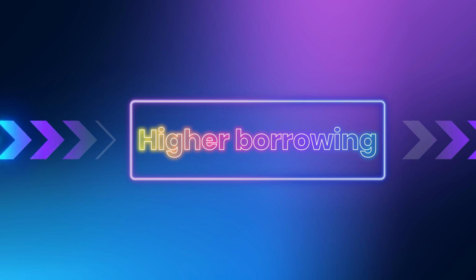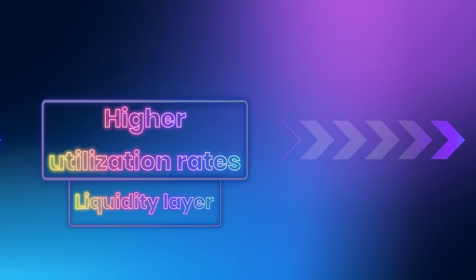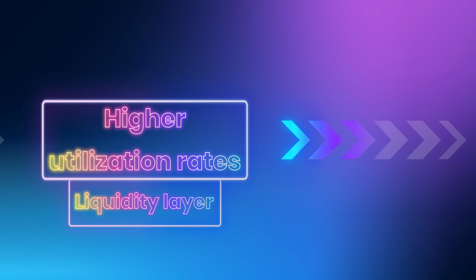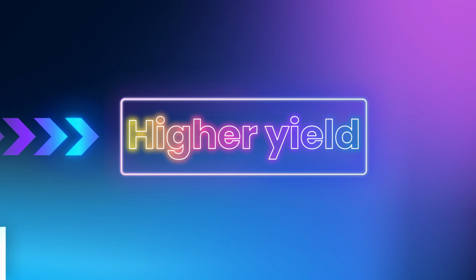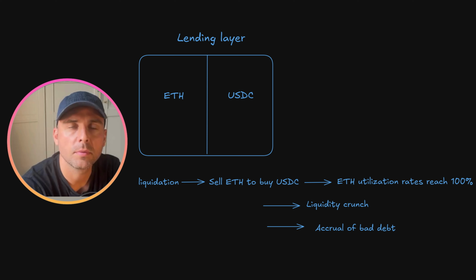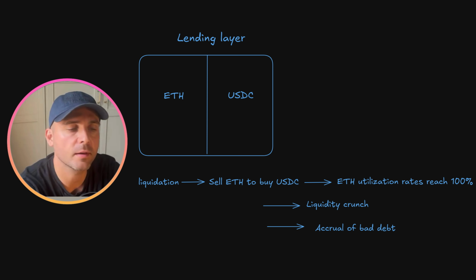But something which is less obvious is that Fluid lending also very much depends on Fluid DEX. And there are two reasons for this. The first reason is very obvious. Well, smart debt leads to higher borrowing, which leads to higher utilization rates on this foundational liquidity layer. And these higher utilization rates lead to higher yield. And high yield is what lenders want. But the second, more hidden benefit that Fluid lending gets from Fluid DEX is that it makes the protocol much safer from accruing bad debt.